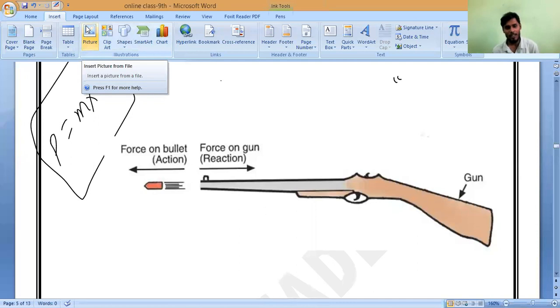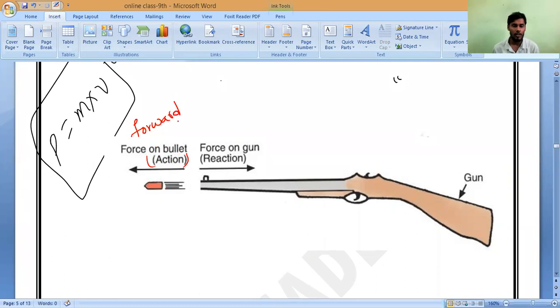Now observe very carefully. When I fire the bullet from the gun, what is happening? The force is acting on the bullet by the gun. What should we call that? Action. Correct or not? Bullet will move forward or backward? The bullet will move in the forward direction. So this is what we call action.